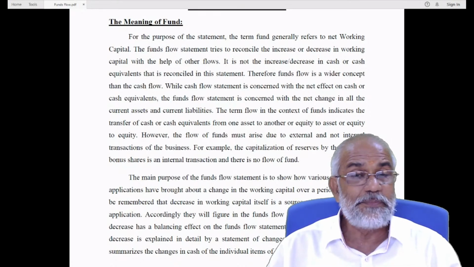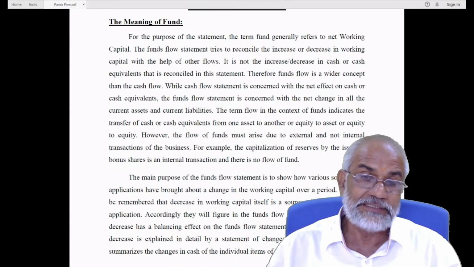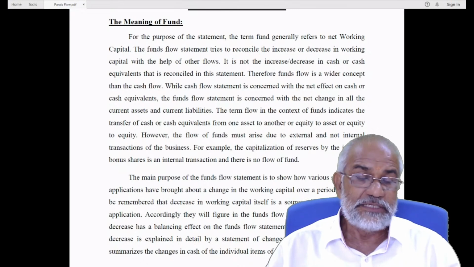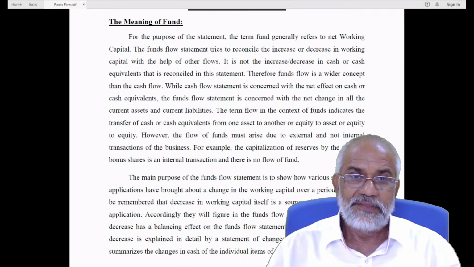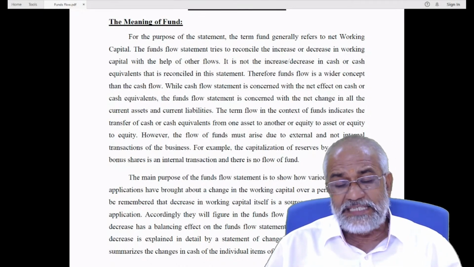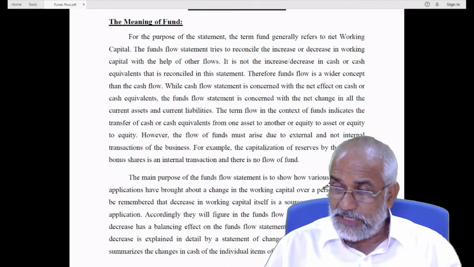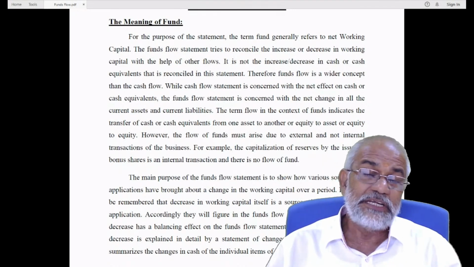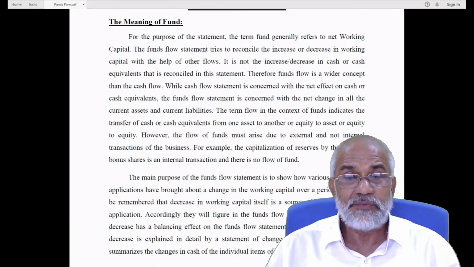And the balance sheet is prepared to know the financial position or the position of assets and liabilities on a particular date. That means when it is prepared on yearly basis, it is prepared on the closing day of the year. So the balance sheet speaks about the position of assets and liabilities, and the income statement speaks about the profitability of the organization. Then what is the utility of preparing the funds flow statement?